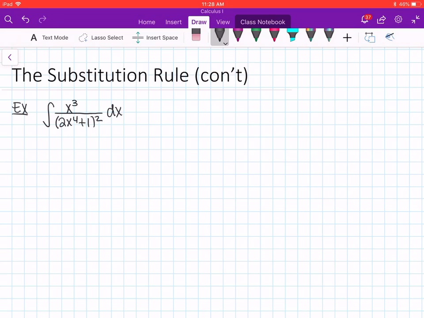Usually that's what we let u equal. And so for now, you have to guess something for u. If you don't guess anything for u, you won't be able to solve these integrals. So keep that in mind. Right now, the thing that looks most complicated is the thing on the inside that's being squared. So let's let that be u.